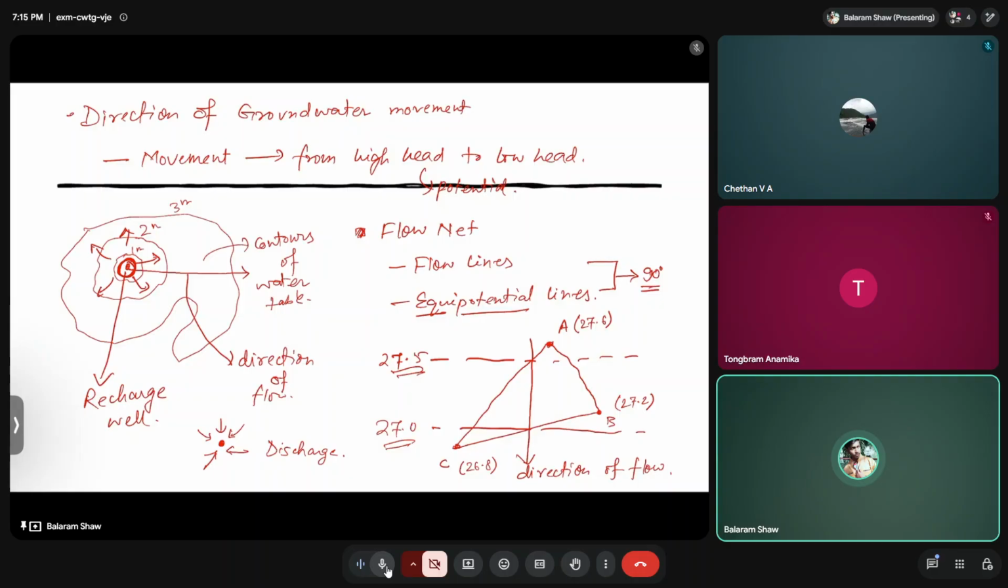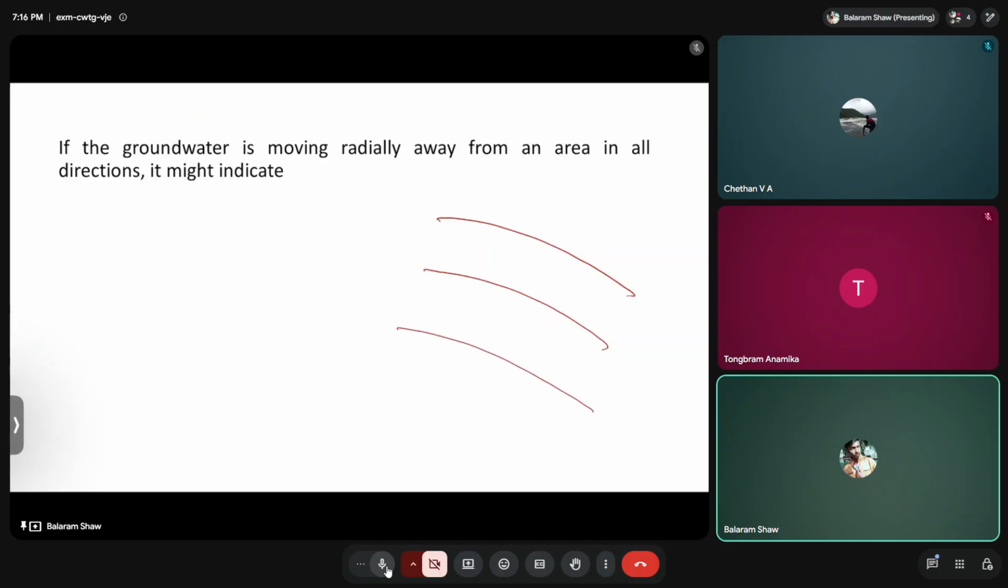So for that we generally create this kind of flow net. As I said, both flow lines and equipotential lines are perpendicular to each other. However, in a real case scenario, aquifers are not homogeneous and isotropic and so on. And hence, let's say if this is the flow lines, for example, then the equipotential lines should be something like this, right?